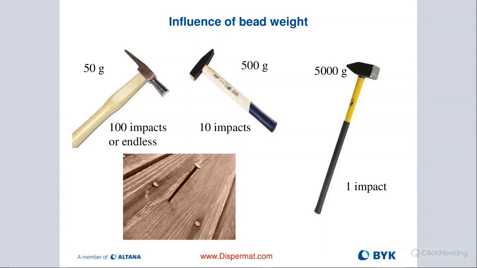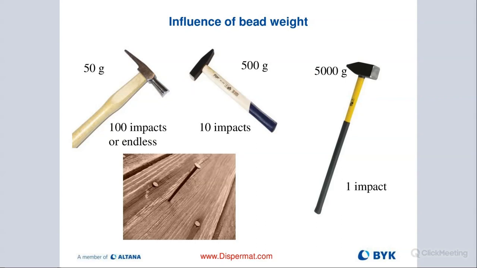So here, again, this is a great slide showing the influence of the bead weight. Think of it this way: if you have a wooden board and a nail, and you're trying to drive that nail into the board, and you use a small hammer, like a goldsmith's hammer, it will take you many, many blows to drive the nail into the board. Or you may never be able to get it into the board if the wood is too hard, when the nail's so big. So it's very difficult to get that accomplished.